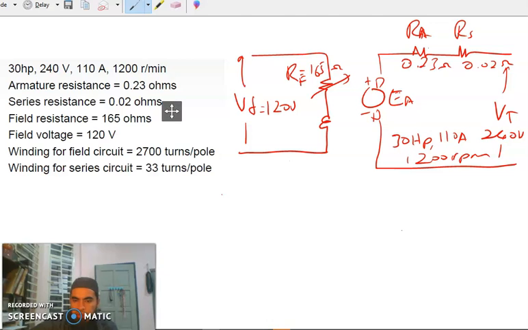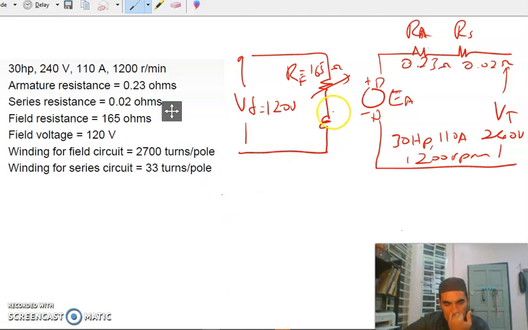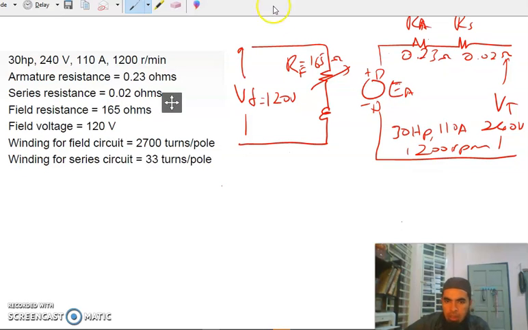the IF here. So we draw here for this IF. So here are IA and IL. So this is IF. So we find first what is the amount of IF.